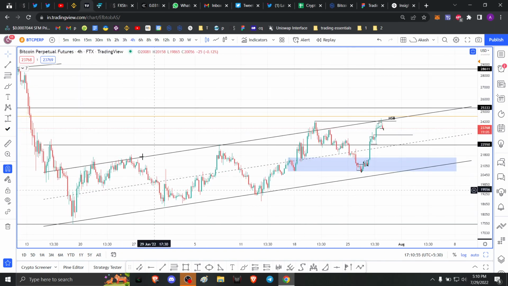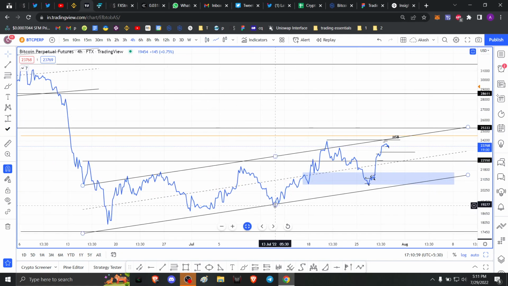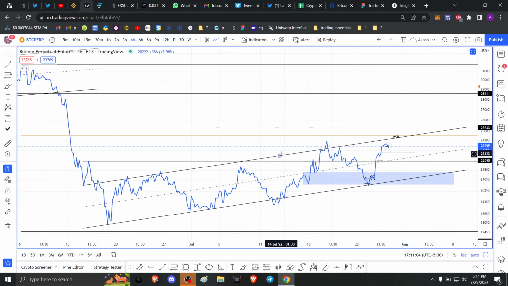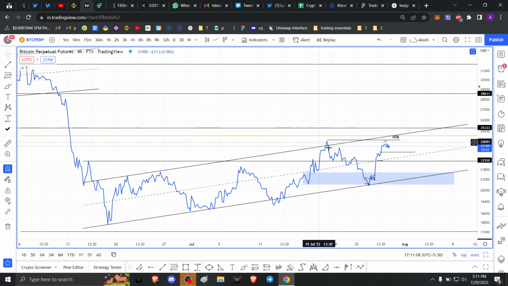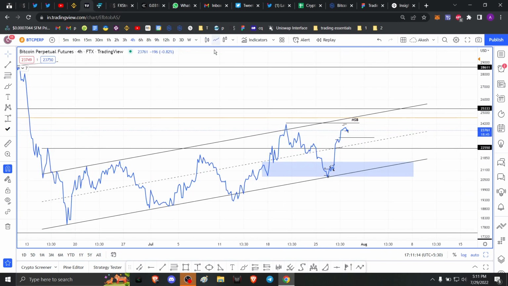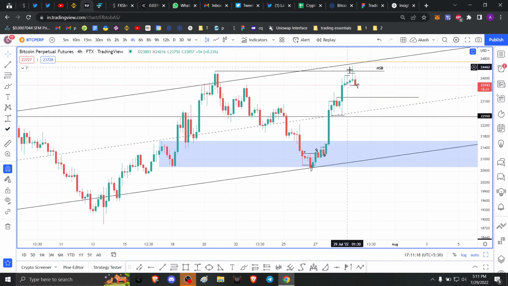I'm looking at this ascending parallel channel that you can see. Even on a line graph, it looks extremely perfect, right? The only anomaly is that the price deviated above the upper trend line here. But other than that, things are looking pretty good here for Bitcoin, right? And not only that, we've arrived at this junction where the price is due for a reversal.